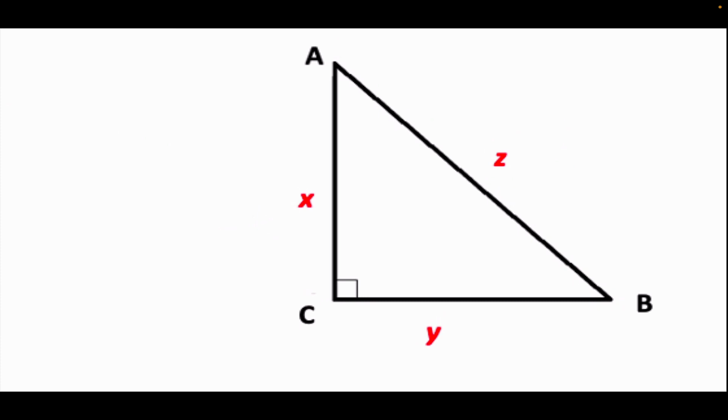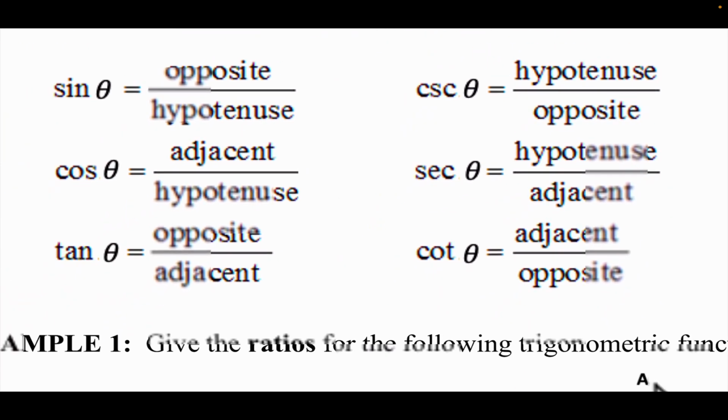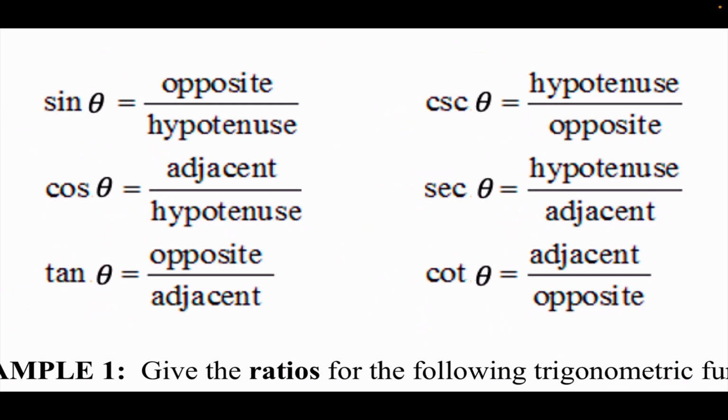Then you have 3 sides, X, Z, and Y. Okay? So the A, B, and C are the angles. X, Y, and Z are the sides. So when I'm talking about sides, I'm talking about X, Y, and Z. When I'm talking about angles, I'm talking about A, B, and C. Okay? So these are the sides, X, Y, and Z. These are all the sides.